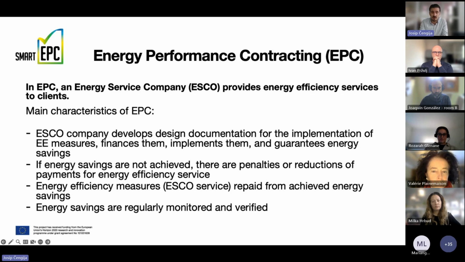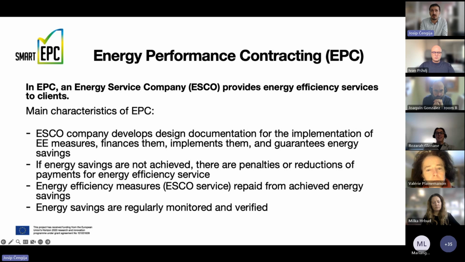So in EPC contracts, the ESCO company develops design documentation for implementation of energy efficiency measures. They finance them, they implement them, and then the ESCO company guarantees energy savings to its clients. If energy savings are not achieved, and this is also a characteristic of EPCs, there should be penalties or reduction of payments for the energy efficiency service. In essence, what does that mean? That means that all of the energy efficiency measures should be repaid solely and directly from achieved energy savings. So this is, I would say, the main characteristic of energy performance contracts.